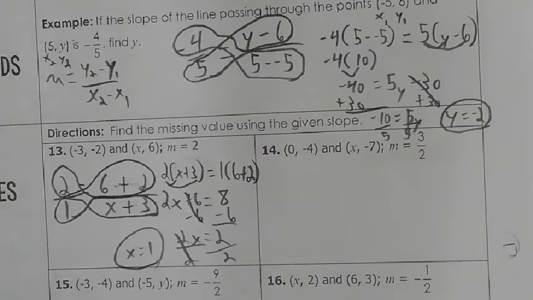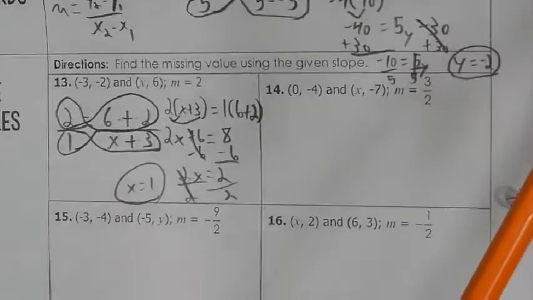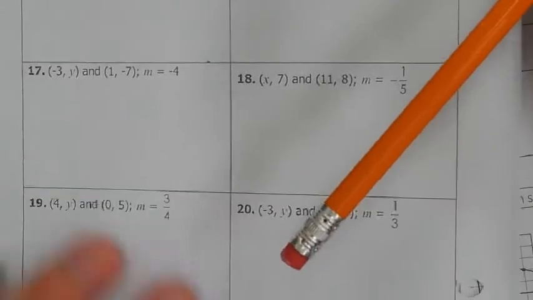You want me to do one more with you? Can you do all of them with us? No, I'm not going to do all of them. Which one do you want me to do? Which one looks confusing? 18. 18? Okay. So I'll skip down and do 18.